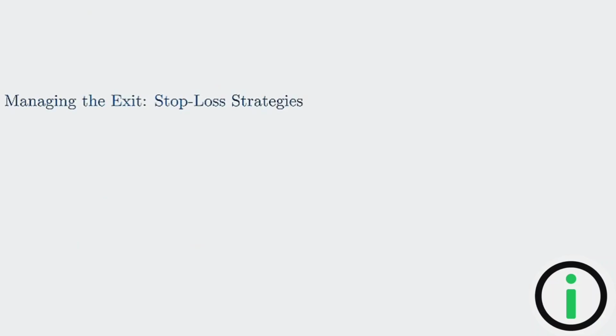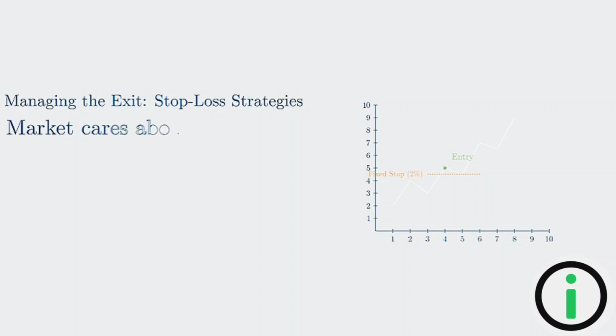Once you're in a trade, your most important job is managing the exit. Let's start with where you place your stop loss. Many beginners use a fixed percentage stop, like 2% below my entry. The problem is that the market doesn't care about your entry price. It cares about structure. A structure-based stop is placed behind a level where, if the price hits it, the reason for your trade is officially invalidated. For a long trade, this is usually just below the most recent swing low. This allows the market room to breathe within its natural volatility.